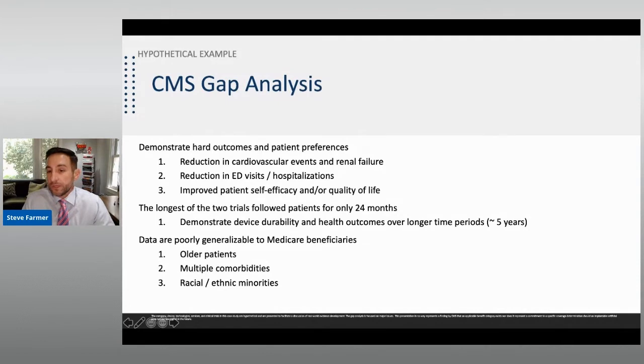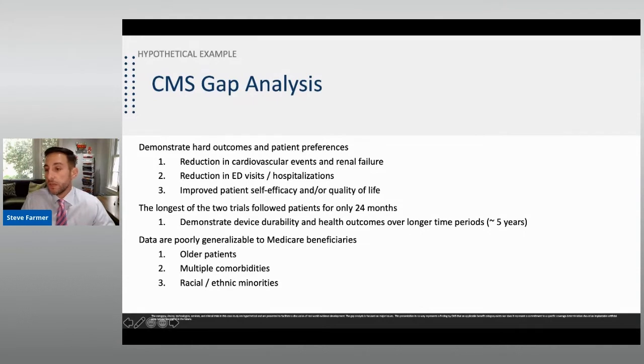So after reviewing the evidence, CMS concludes that the device did not meet the RNN threshold and important evidence gaps remain. This is a brief discussion, so I'm just going to focus on the very biggest points. We'll focus on 3 areas. The first is the device needs to demonstrate that it improves heart outcomes and potentially addresses patient preferences.